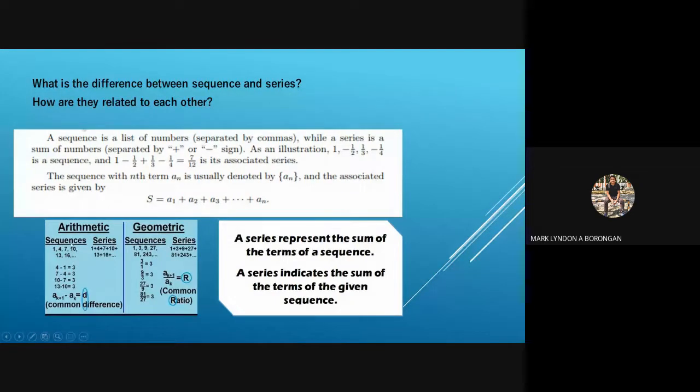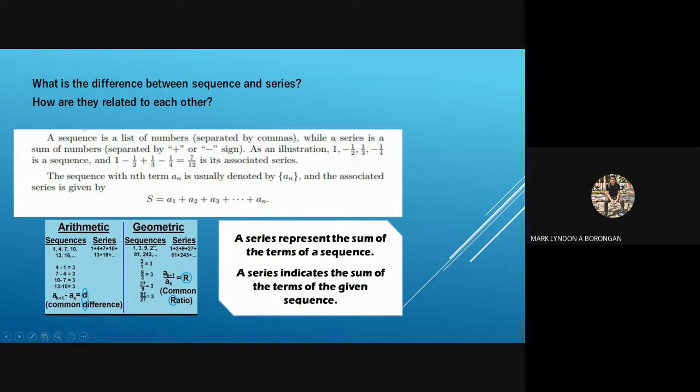So that is the sequence. Well, the series will be this one. You will just have to add them or simply replace the comma with a plus sign. Now, the arithmetic sequence is denoted by the formula a sub k plus 1 minus a sub k is equal to d, which is the common difference.